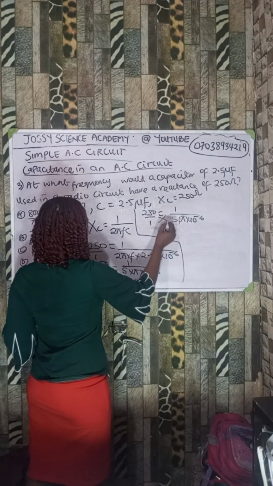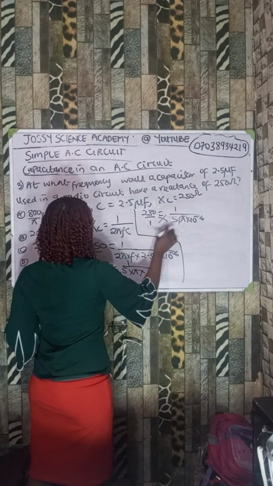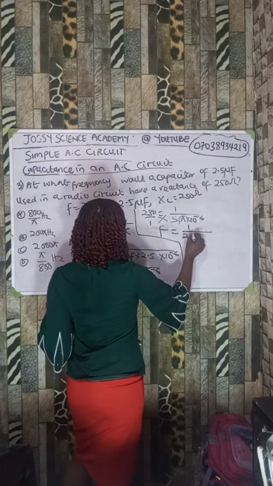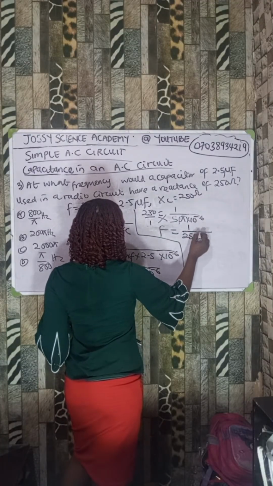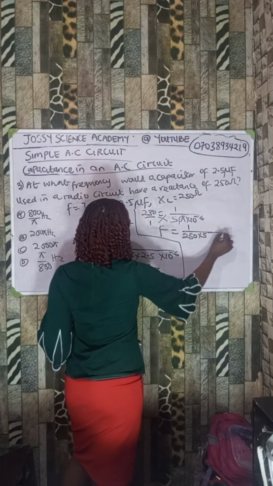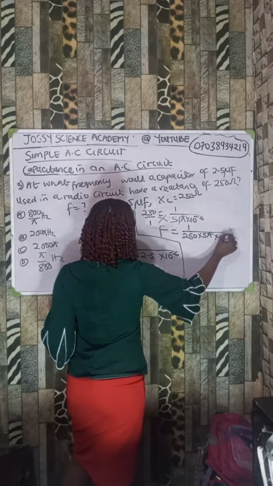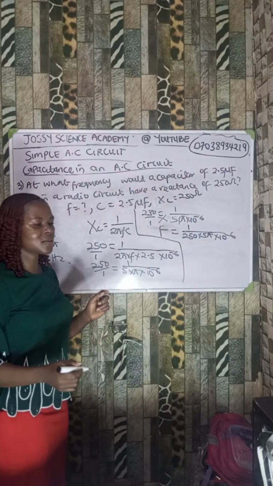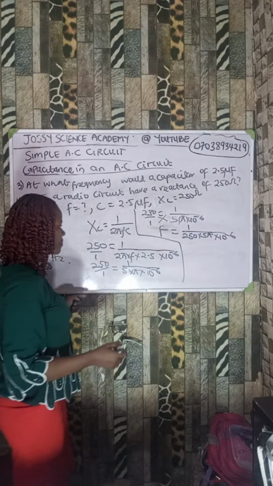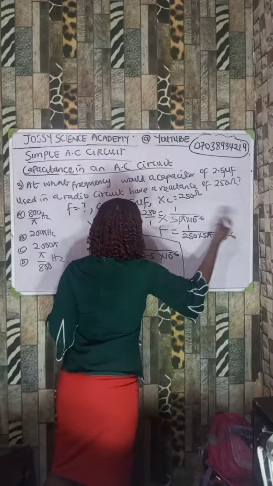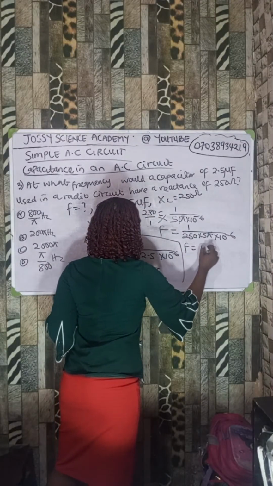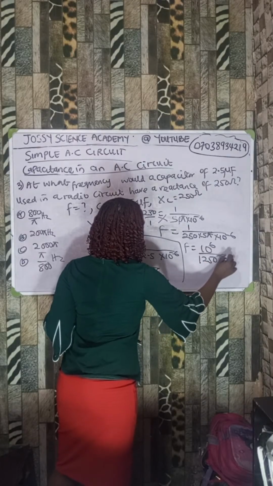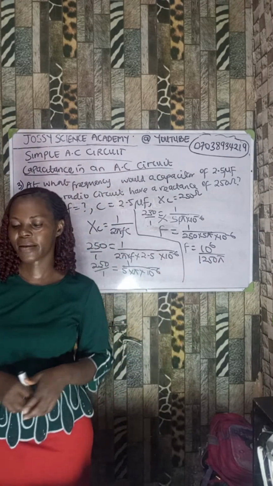Alright, so I will cross multiply. F is equal to 1 over 250 times 5 pi times 10 power minus 6. Now 250 times 5 is going to give me 1,250, right? Carry this power minus 6 up, that is F is equal to 10 power 6 divided by 1250 pi. I don't know if I'm really making sense, am I?